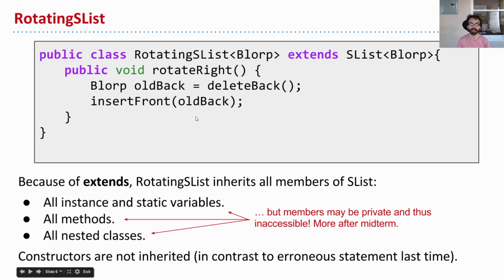All right. So this is all RotatingSLList is. It extends SLList, getting all of its powers, and then we add this additional method. And because it extends, what the extends keyword does is it means that the RotatingSLList class inherits all the members of SLList.